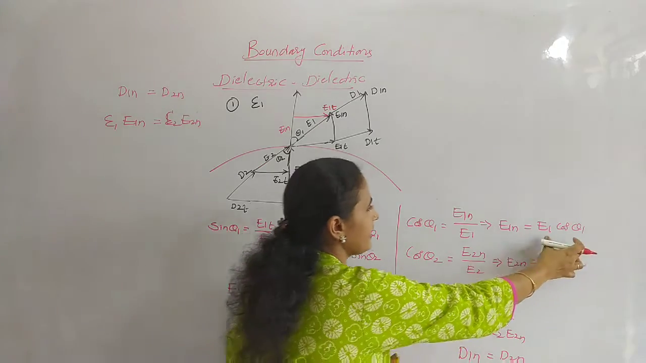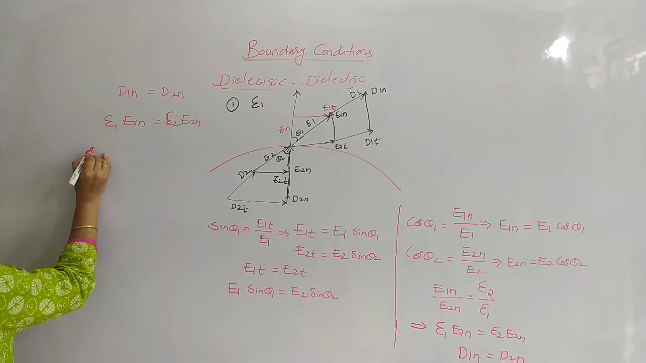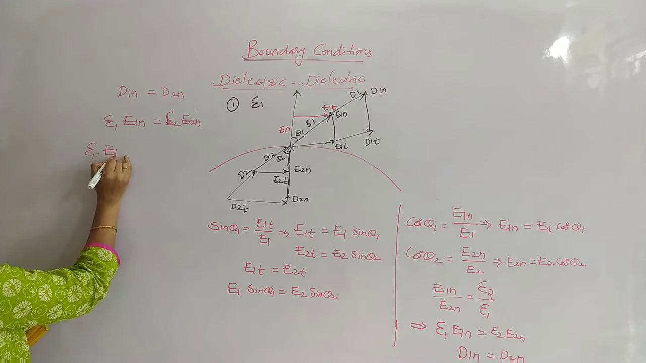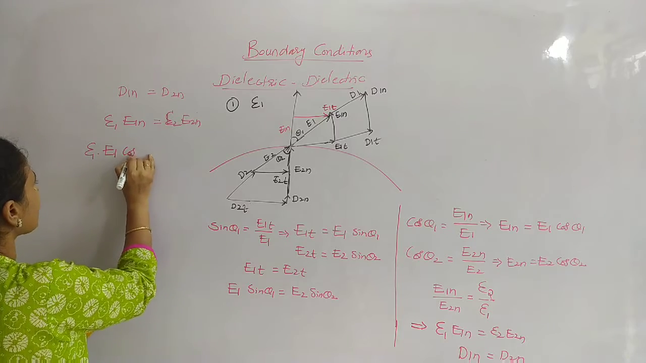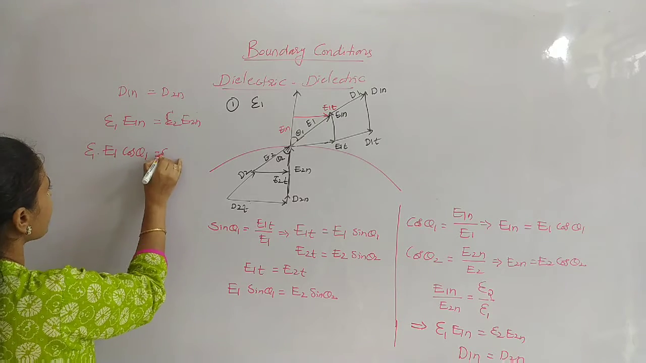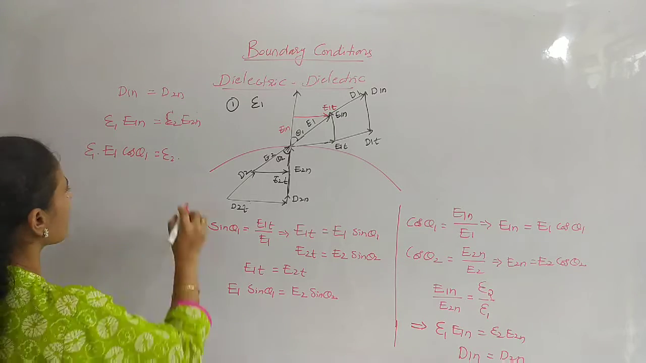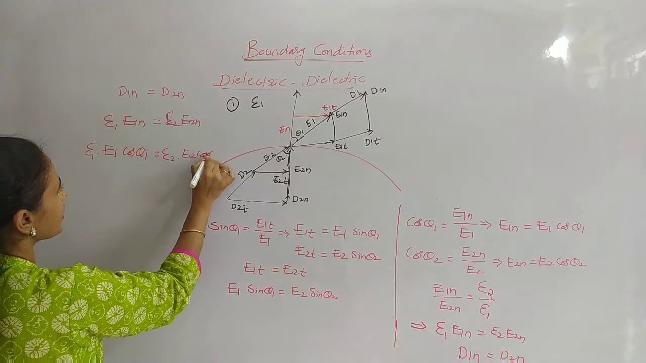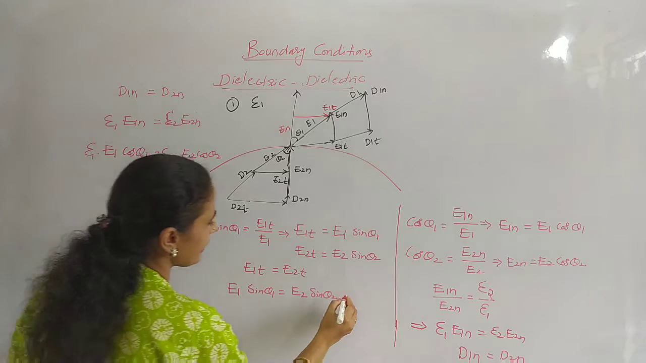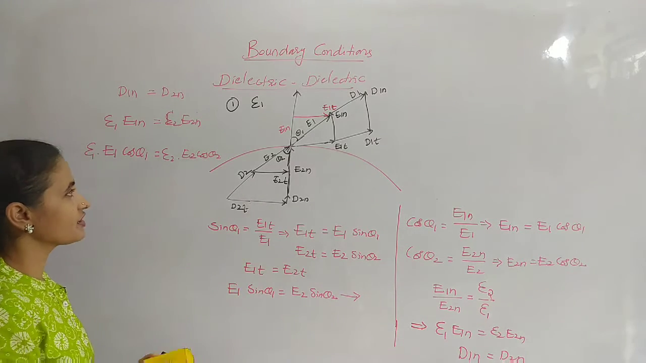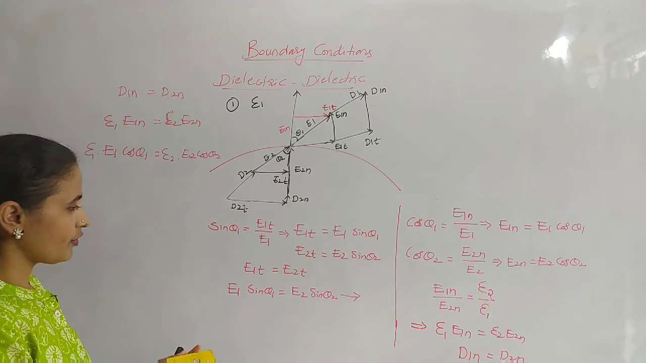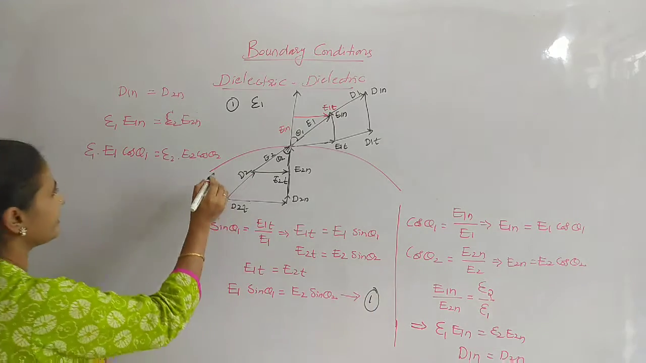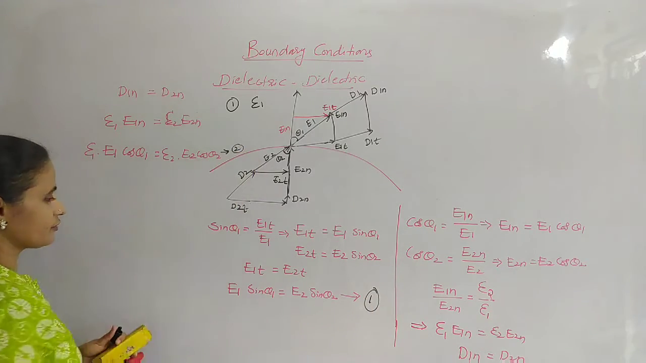And what are E1n and E2n? Epsilon 1 E1n, the normal component in the first medium, is given by E1 cos theta 1. This is epsilon 2 into E2 cos theta 2, because E2n is E2 cos theta 2. Okay. Let this be equation 1.